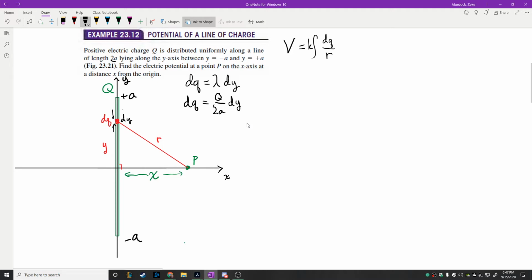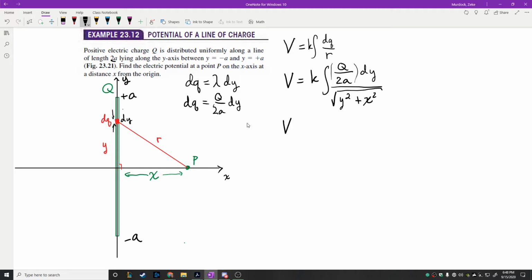And we can plug all this stuff in here and do the integral. So we've got k. For dq, we replace it with lambda dy, which is going to be Q over 2a, times dy. We've replaced dq now. And now what we want to do is to replace r. r is going to be the square root of y squared plus x squared. And now we can pull some things out and put our limits in.